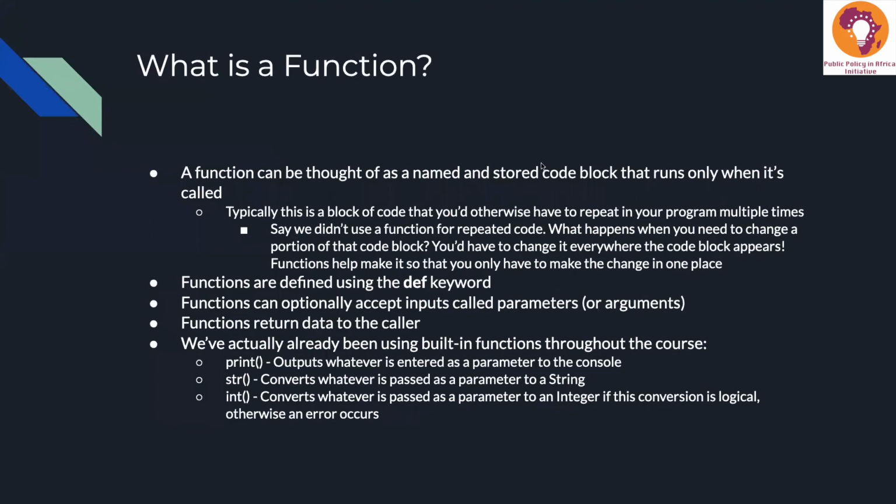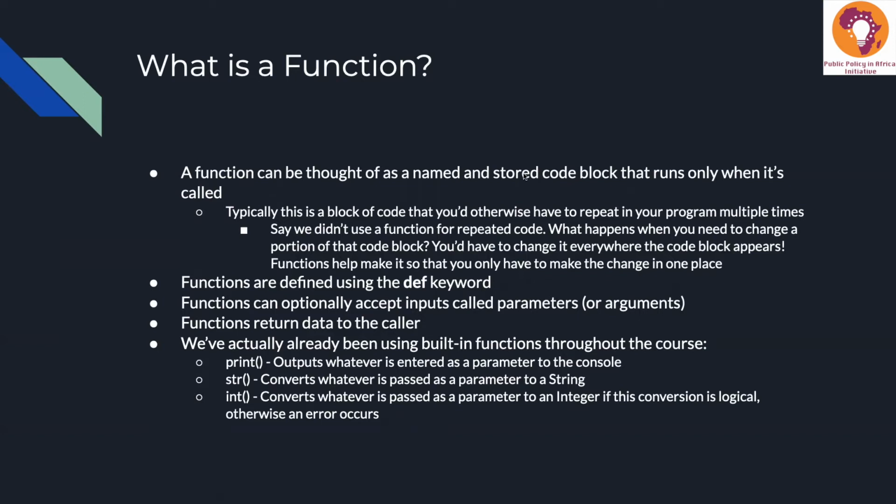All right, so what is a function? A function can be thought of as a named and stored code block that runs only when it's called. Typically, this is a block of code that you'd otherwise have to repeat in your program multiple times. Say we didn't have a function for repeated code. What happens when you need to change a portion of that code block? You'd have to change it everywhere that the code block appears throughout your file. Functions make it so that you only have to make a change to that code block in one place. So it saves you a ton of time with having to go through your code, find everywhere that the code is repeated, and then make the change in all of those different places.